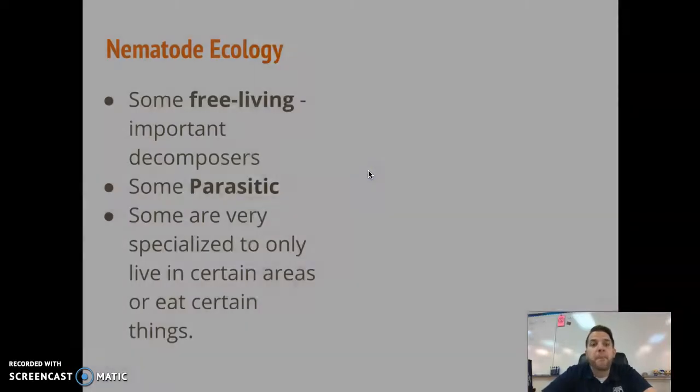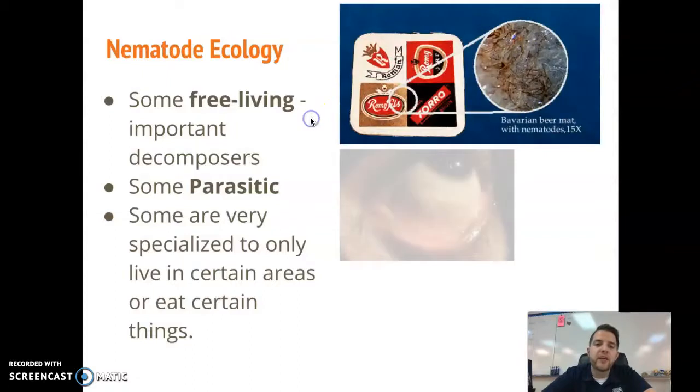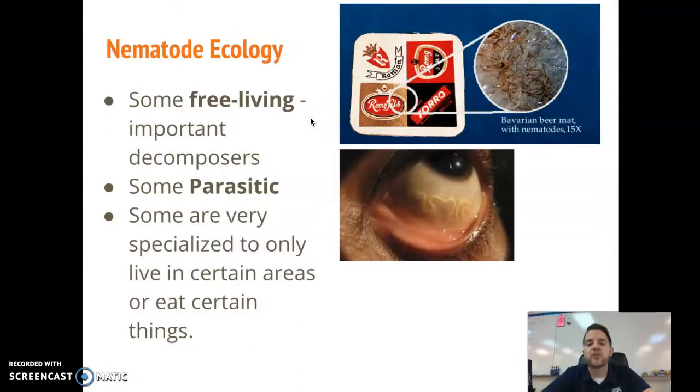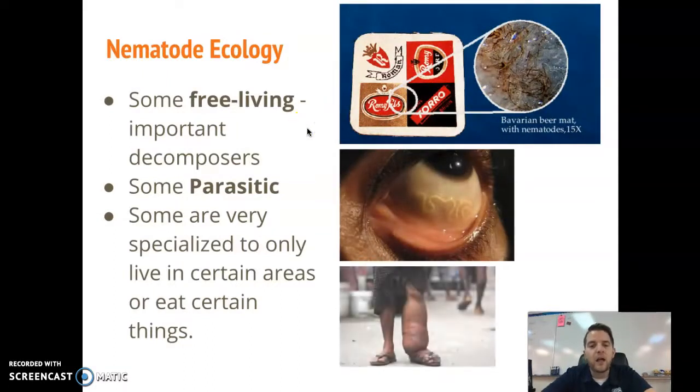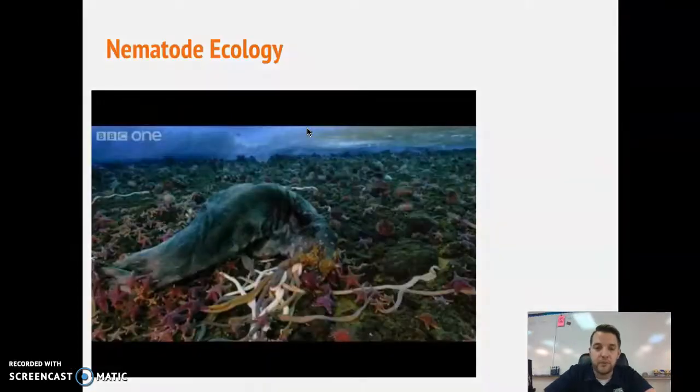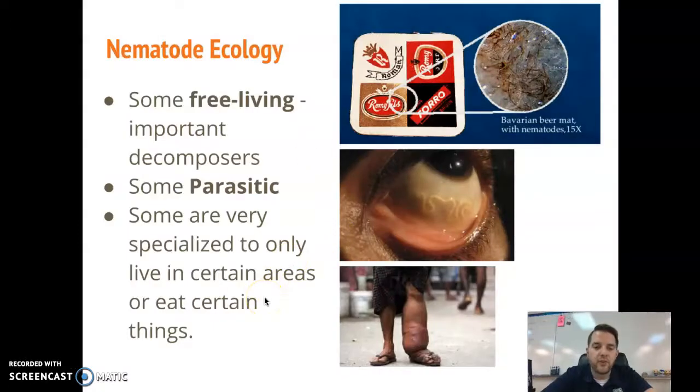The end. Nematode ecology: many of them are free-living, and they are decomposers, extremely important decomposers. A lot of them, however, are parasitic, and some are specialized to live only in certain areas. There is one species of nematode that is found only around beer. They are found in beer mats, coasters, things like that, and they kind of thrive off of that. Any of those materials that are reused, they do that.